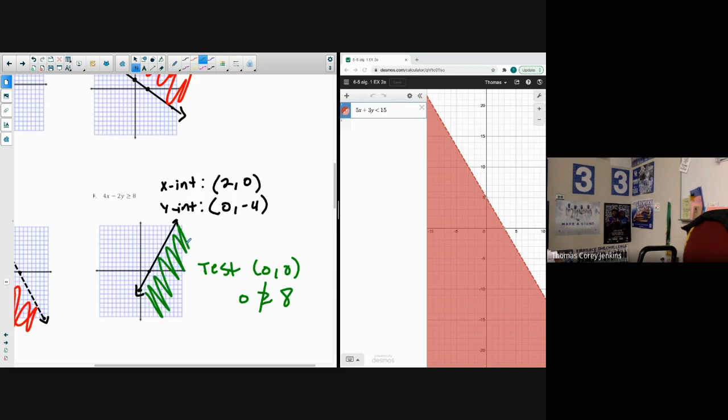So why would it be the opposite of what you would think? The answer to that is if we solve for y, we would end up having to divide by -2, which would flip our inequality symbol. So long story short, you don't have to remember all that. You can either use Desmos or just simply do the 0, 0 test to see where the shading goes.